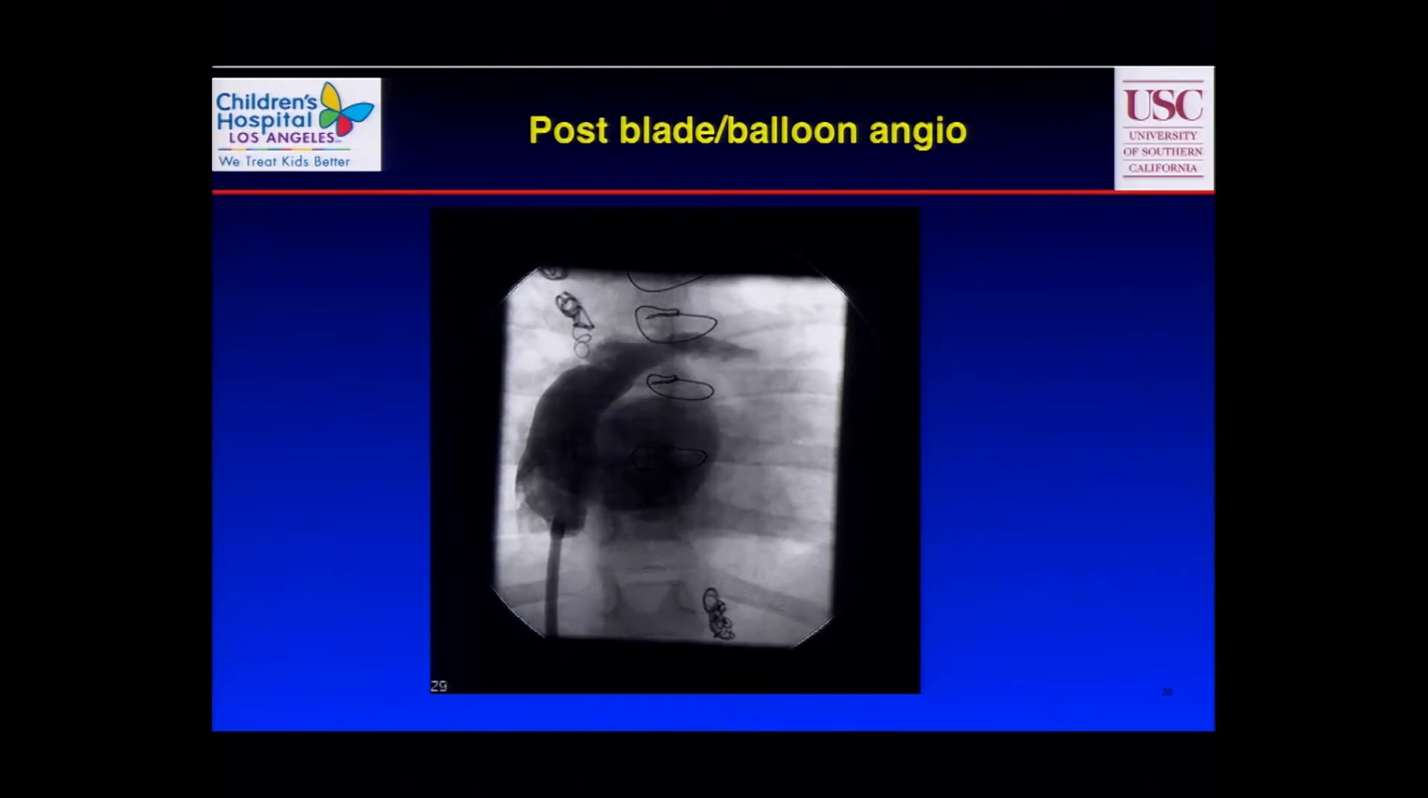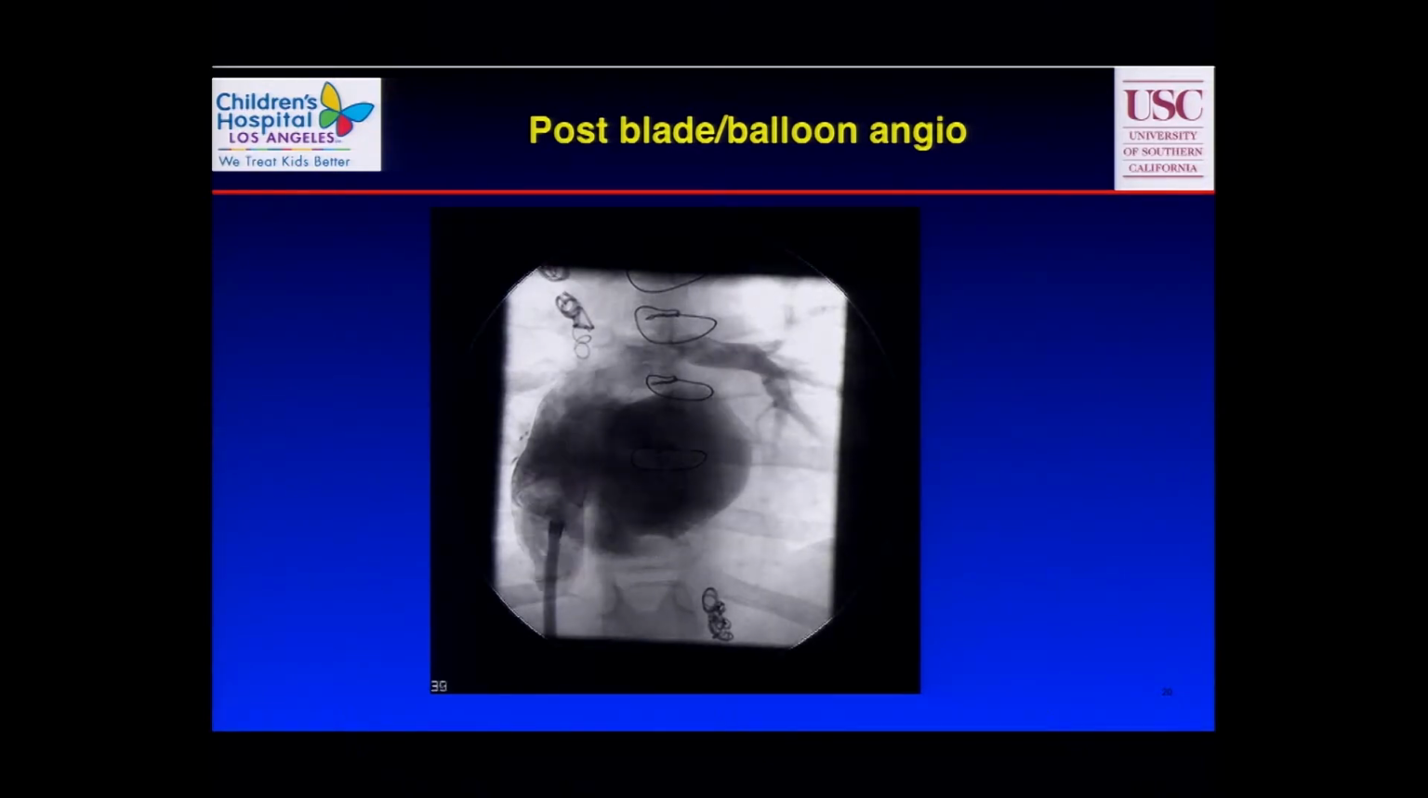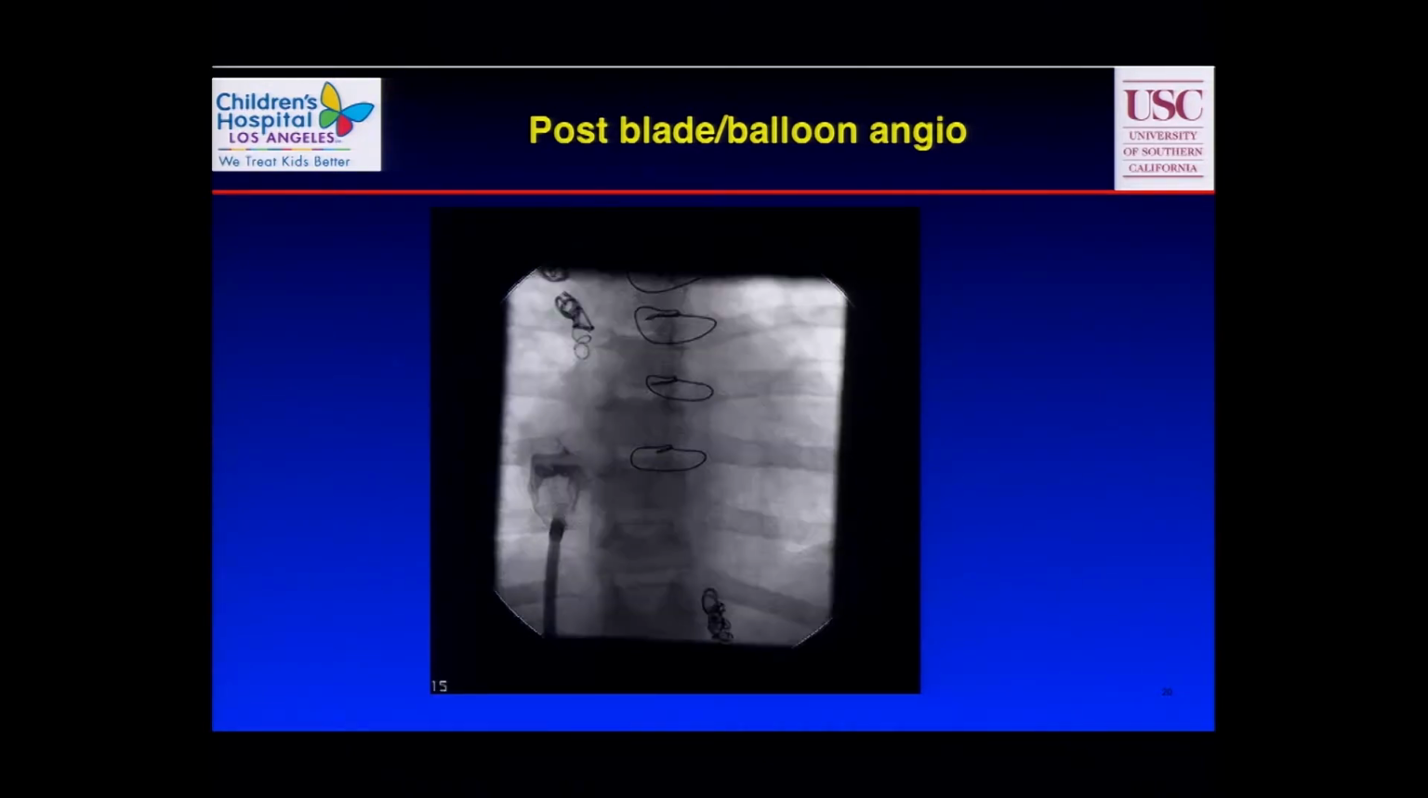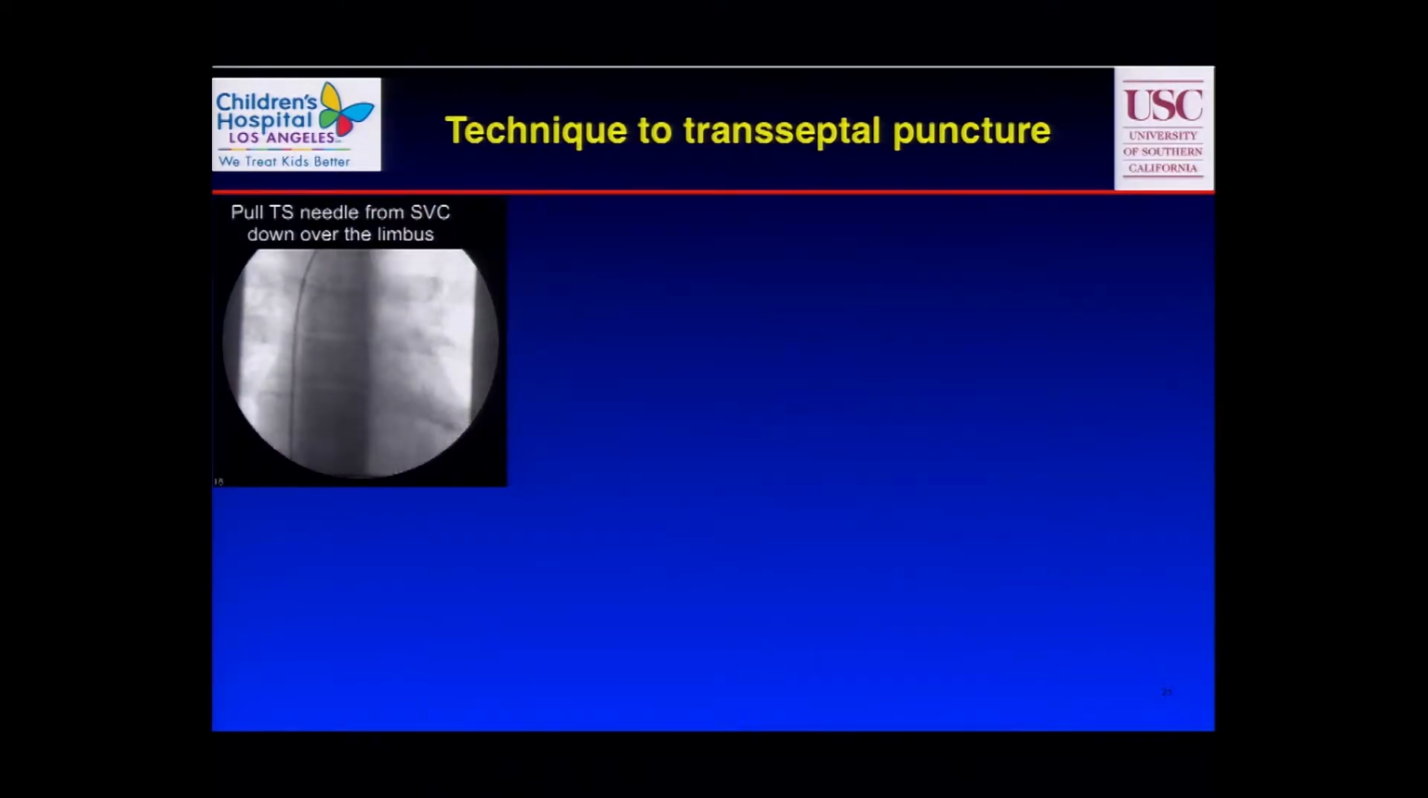See, the problem with that is that it's not very controlled. You don't really know how big of a hole you create. So sometimes it could be too big. So let's just go over the transeptal technique. And this is something that Dr. Mullins had really pretty much mastered.